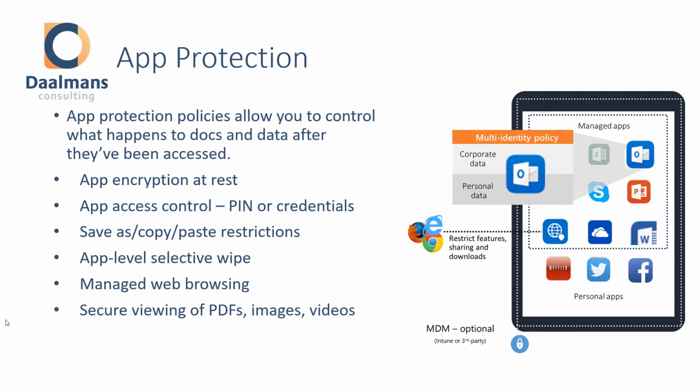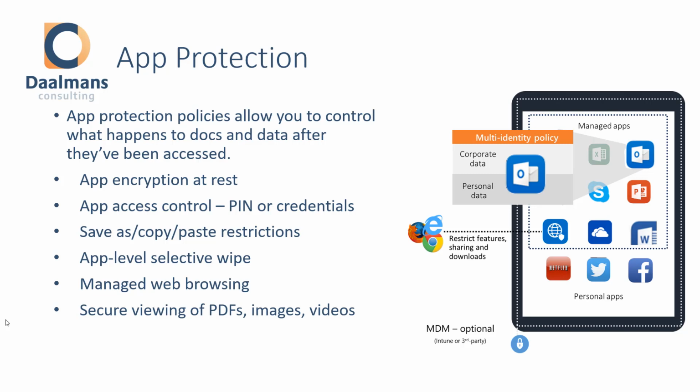So with app protection, this is all what it's about in the modern management, where we focus on the app, and almost all apps of Microsoft support multi-identity. And here you see the Outlook app highlighted, where we have corporate data living next to the personal data. So we have a corporate account and we have a personal Outlook account living next to each other in one app. But from the corporate app, we are not able to copy or transfer an attachment to the personal email.